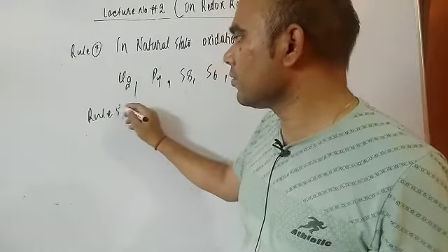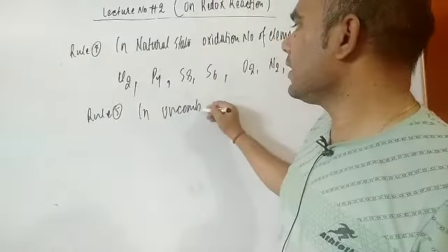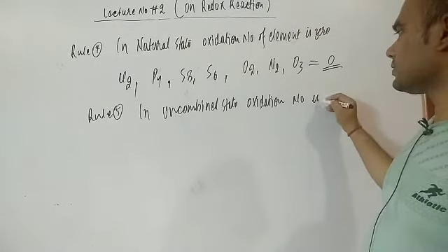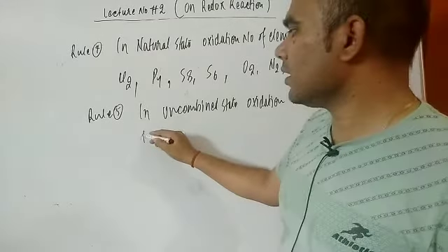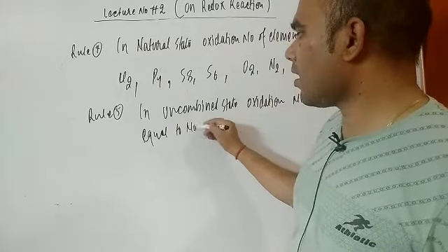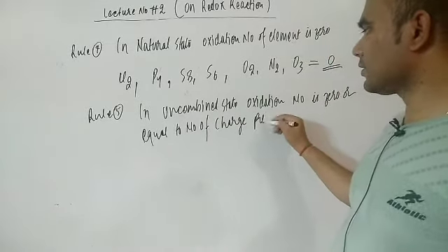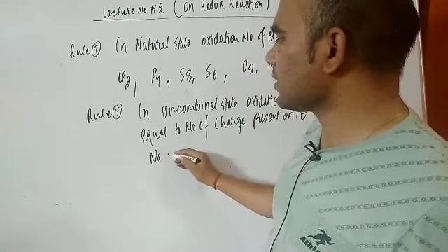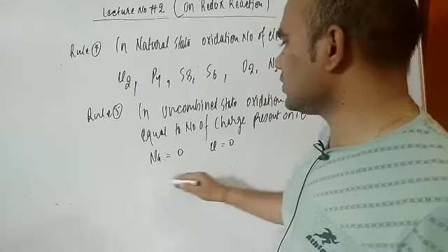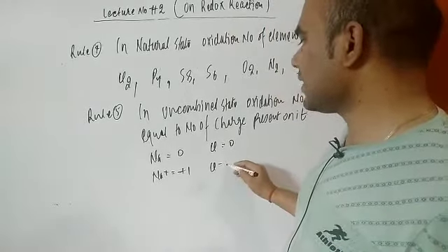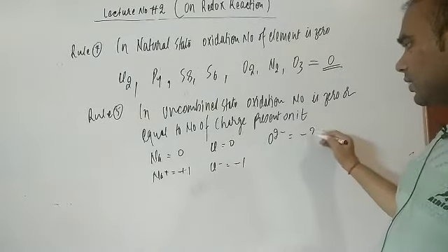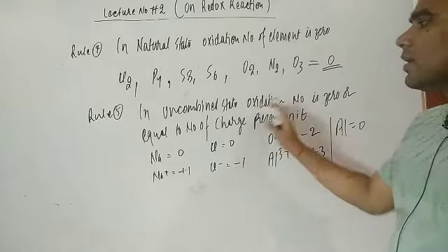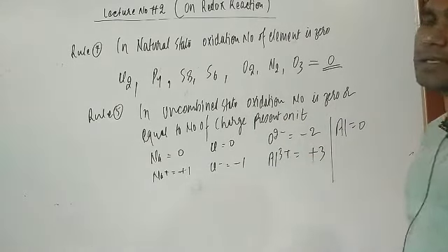Rule number 5. In the uncombined state, the oxidation number is 0 or equal to the number of charge present on it. So dear student, if suppose you take Na, no charge, 0; Cl, no charge, 0. But Na+ is +1, Cl- is -1, O2- is -2, Al3+ is +3, Al with no charge is 0. So the oxidation number is 0 or equal to the charge present on it, with the sign.